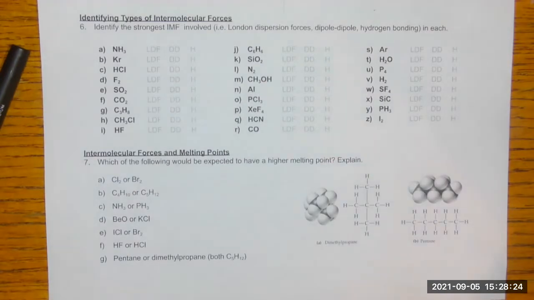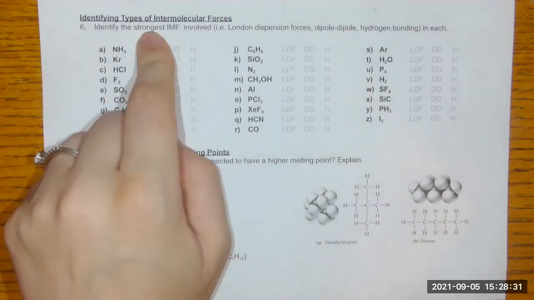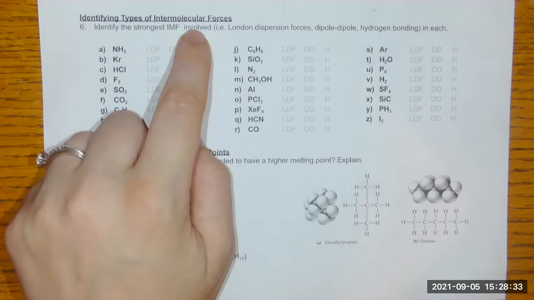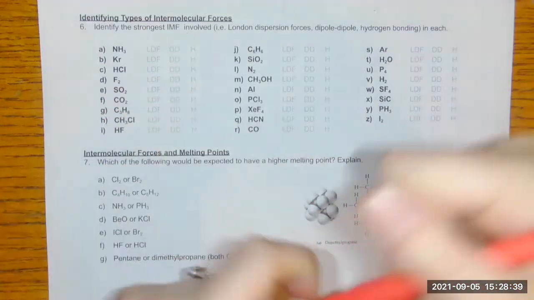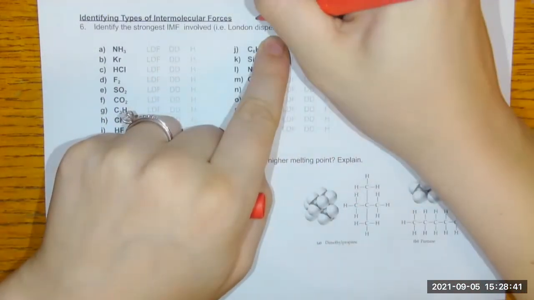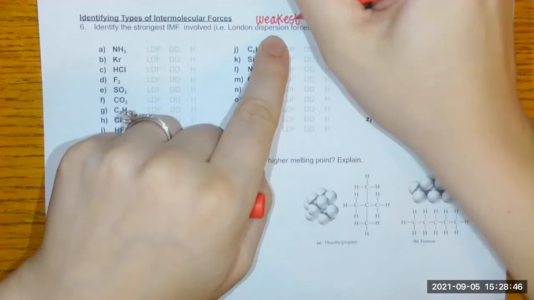So on this next part, we just got to be careful what the directions say. On this one, it says identify the strongest intermolecular force involved. So you only need to list the strongest. The order goes London dispersion is the weakest, and everything has London dispersion.